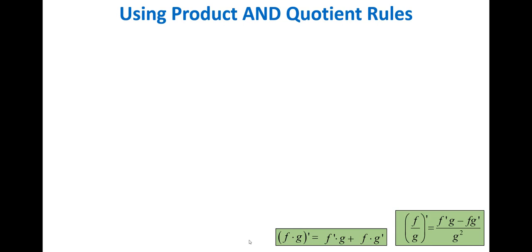Now we have the ability to look at functions that are going to require both the product rule and the quotient rule in order to take a derivative. For example, you're asked to differentiate: numerator is 1 minus x times e to the x, denominator is x plus e to the x.